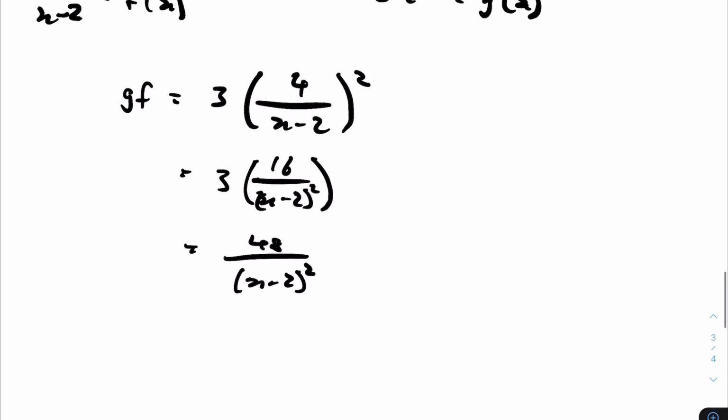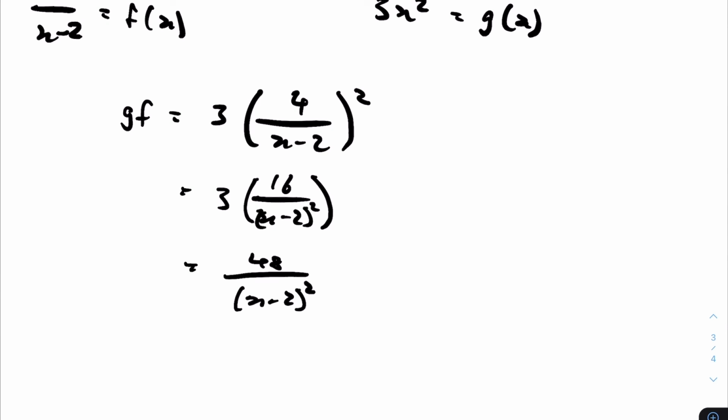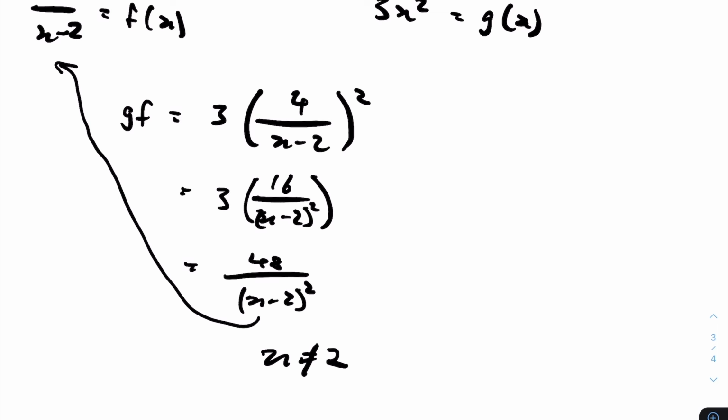And in this instance, the domain, thankfully, would just be the same as this. Over here, just to be clear, the domain would be x cannot be 2, as when x is 2, this thing becomes 48 over 0, which is obviously undefined, and we can't have that.